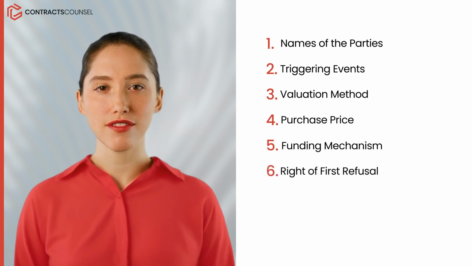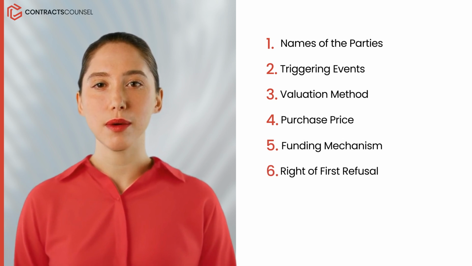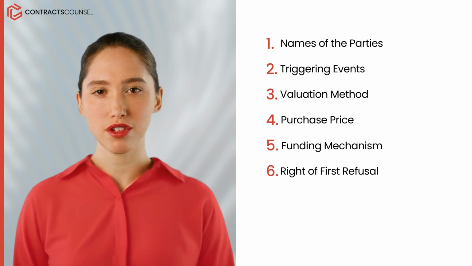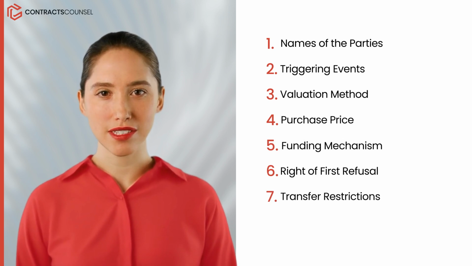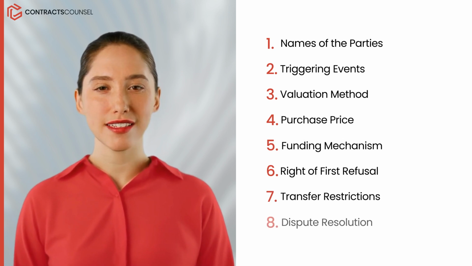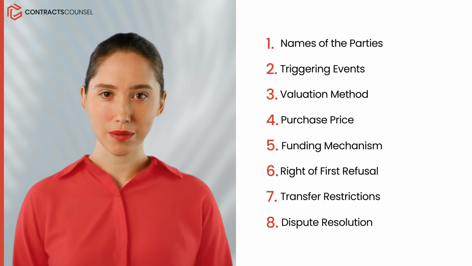6. Right of first refusal. This grants existing owners the first right to buy the ownership interest before it is offered to outsiders. 7. Transfer restrictions. This sets rules on how ownership interests can be transferred. And 8. Dispute resolution. This details the procedure the parties can take in the event of a dispute.